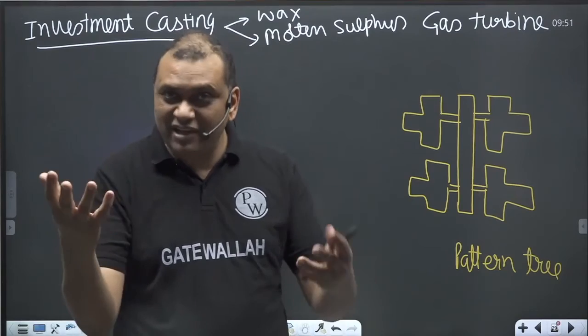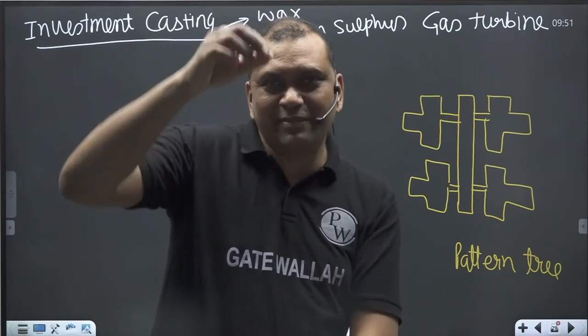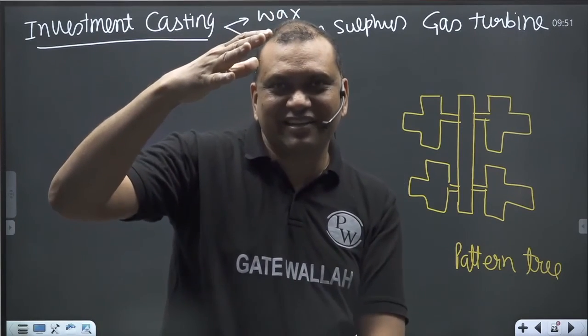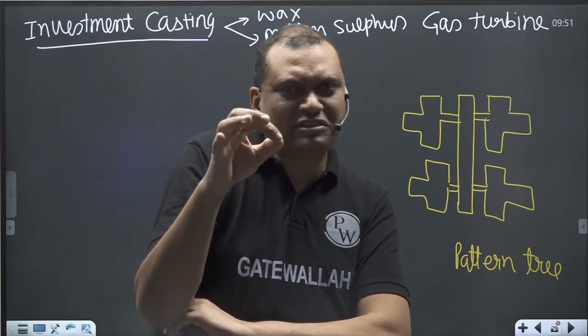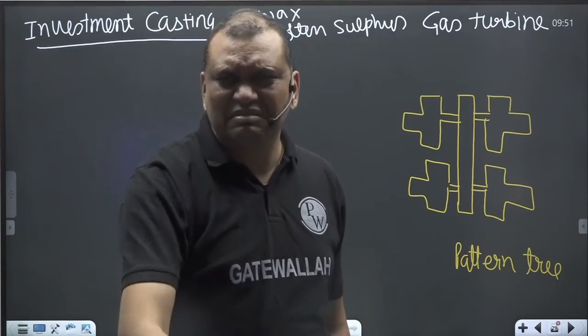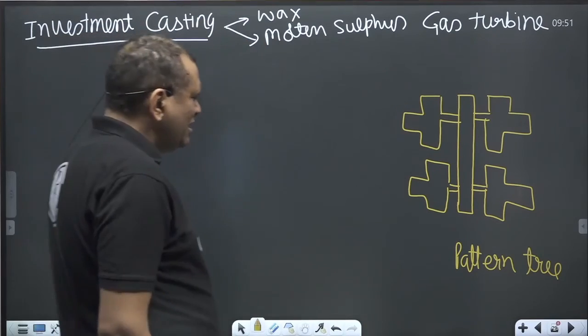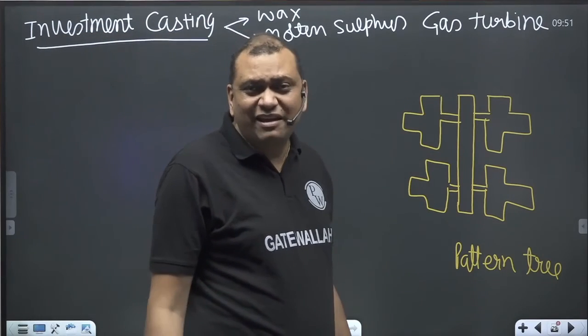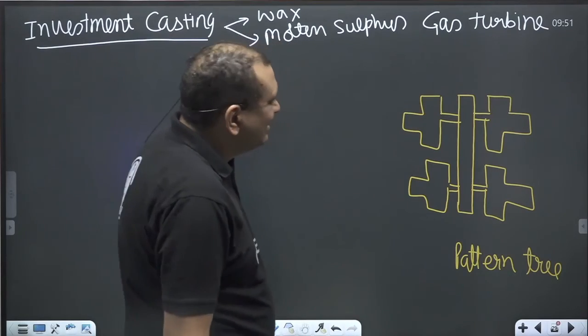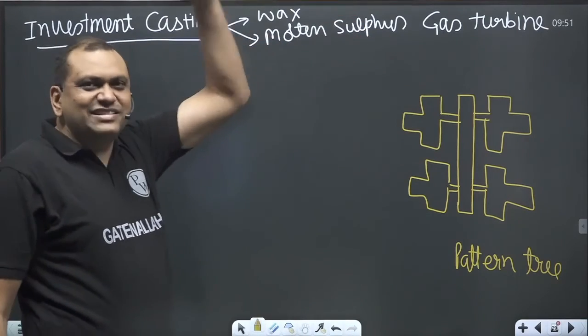I think some of you may have liquor at home. Put liquor and put a little wax into it. After some time, remove the wax. It will be crystal clear. Try. Because some of you may be family men, you may have liquor at home, I don't know. So now my pattern tree is ready.